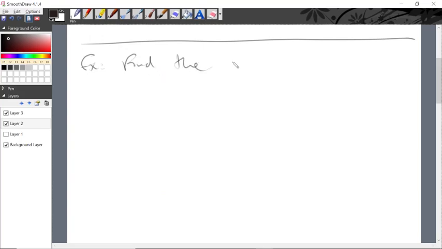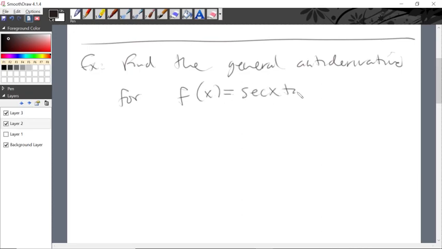Okay, find the general antiderivative for the function, how about f of x is equal to secant x tangent x. How do we find the antiderivative? By using the catalog of the derivative functions for the different families that we already know for this particular example.